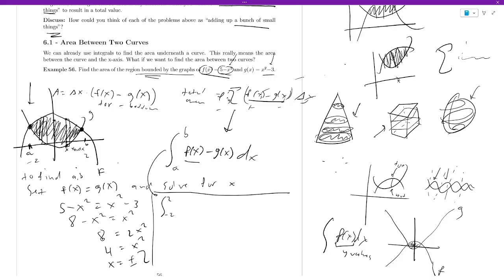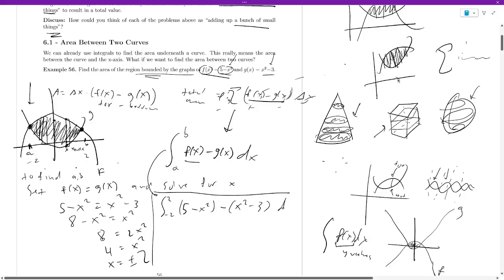So f is 5 minus x squared. It's good to put parentheses right there, just to keep the functions separate. And then g is x squared minus 3, and we have dx. Okay, so that's pretty much exactly the integral we'd have to set up to find the area.